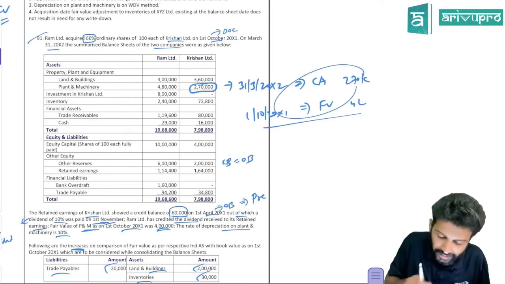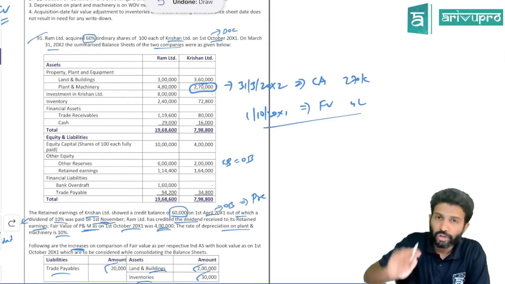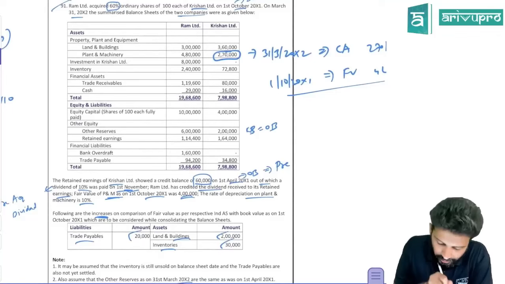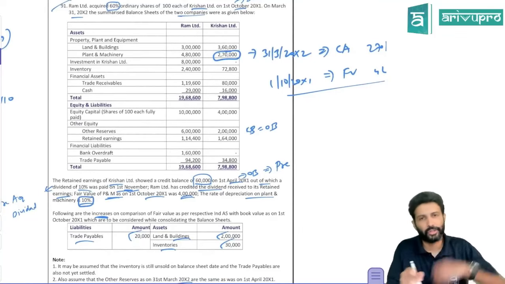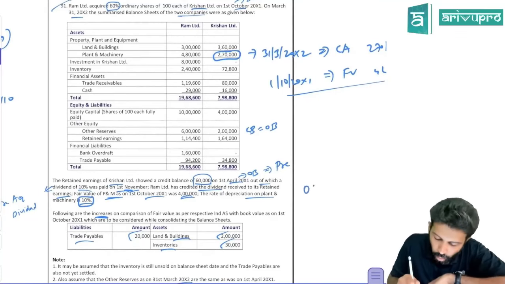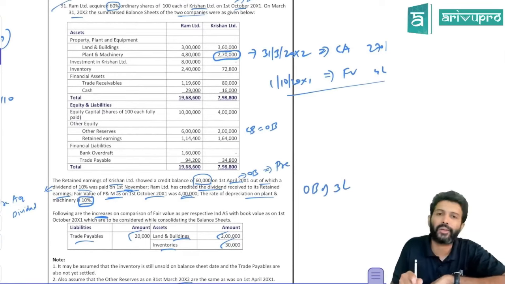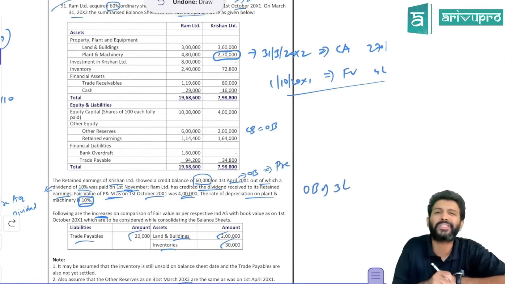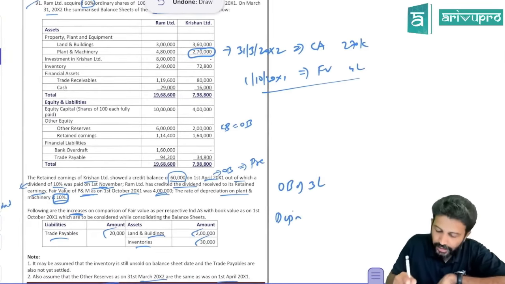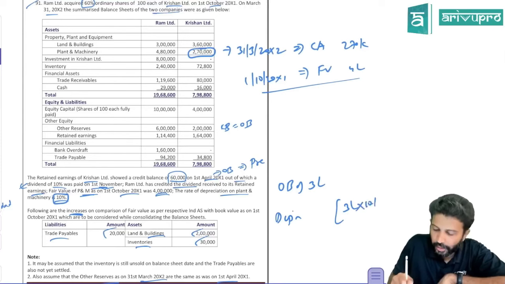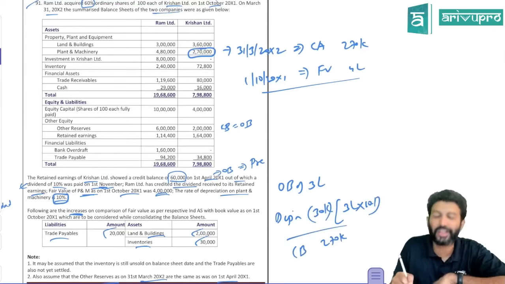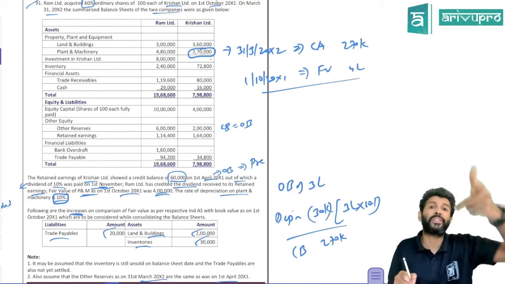First, we need to find out the carrying amount on the date of control. So you have to do a reverse calculation. How much is the depreciation on machinery? 10%. So 10% depreciation is already charged. That means the opening balance of plant and machinery was 3 lakh. Do you agree with me? Because in the current year you have charged 10% depreciation. So 3 lakh at 10% gives 30,000 as depreciation. Hence the closing balance of plant and machinery has become 2,70,000.